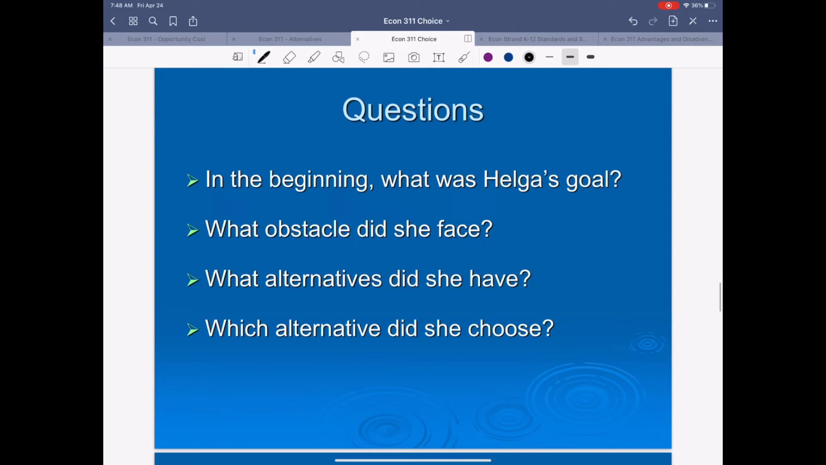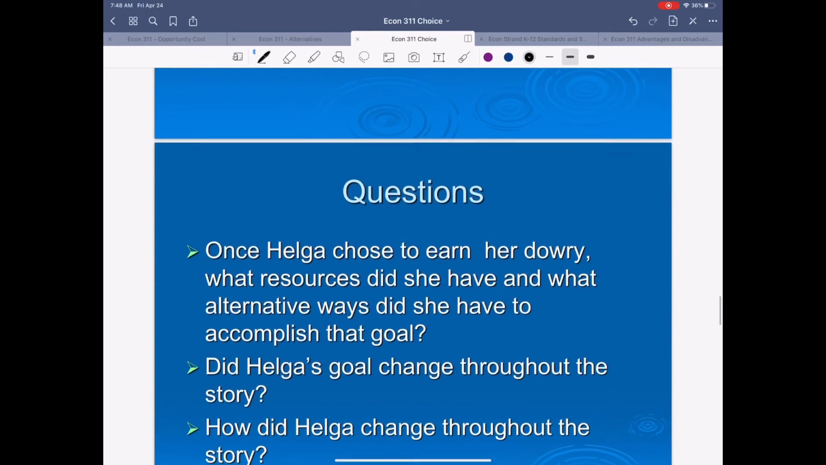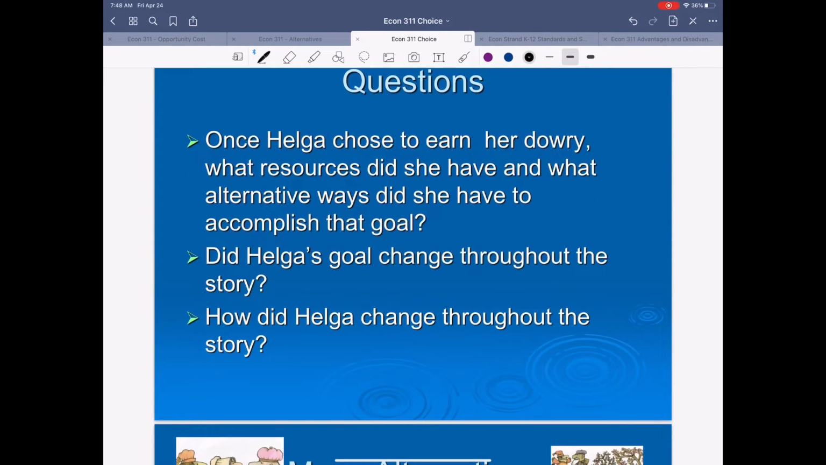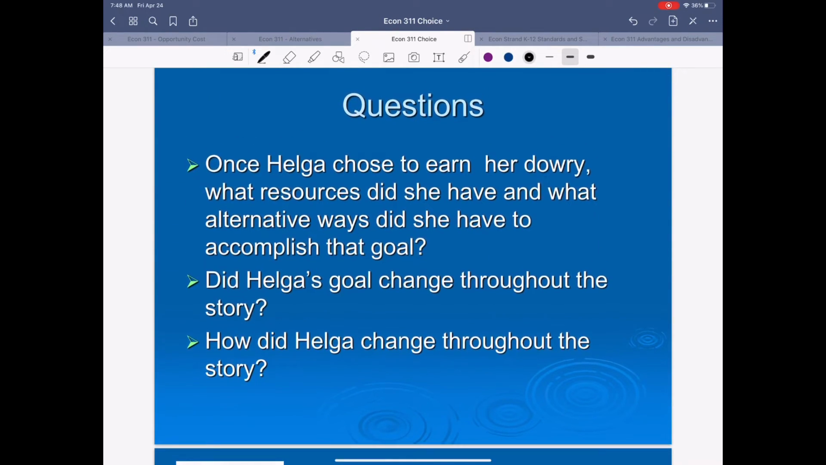So you can ask your students to identify the decision making in Helga's story. In the beginning, what was her goal? What obstacle did she face in the very beginning? Clearly the lack of a dowry was going to be her obstacle. What alternatives did she have? And which one did she select from her alternatives? Then once she did select the one that was going to be to go out and earn her own dowry, what resources did she have?